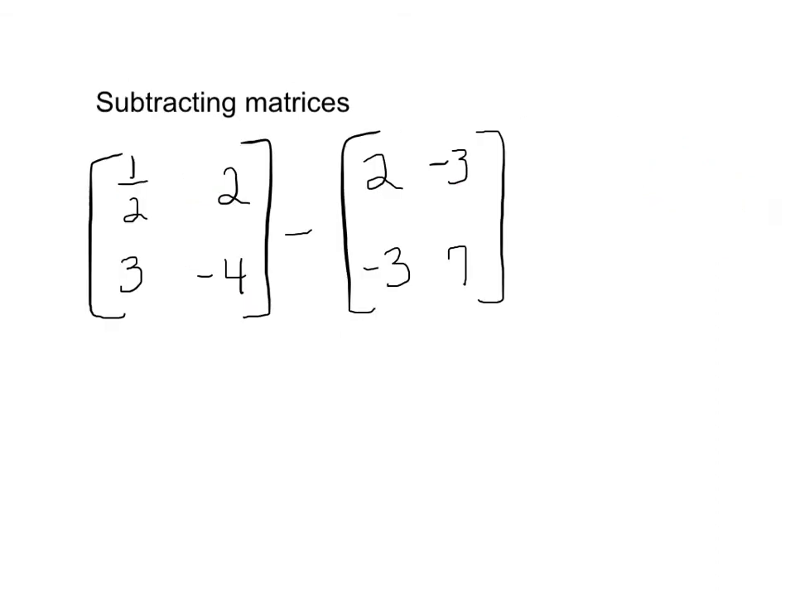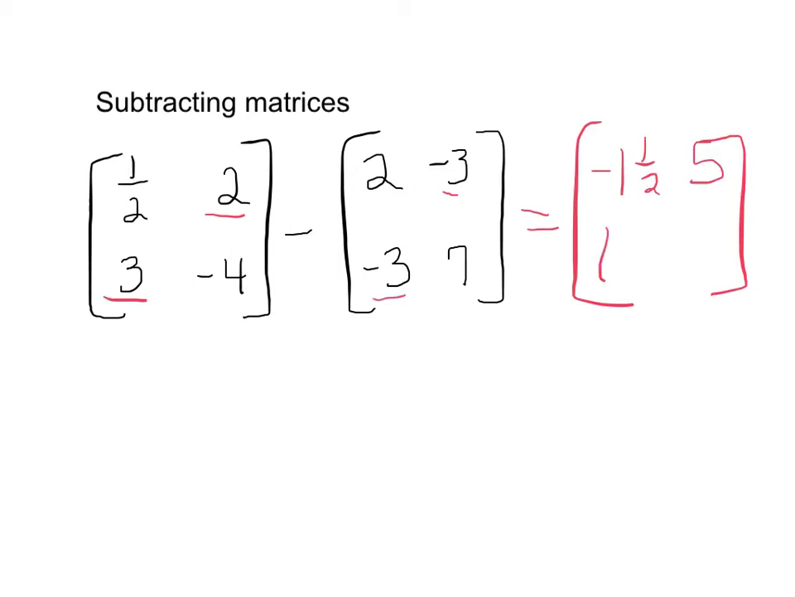So we have 1/2 minus 2. Okay, again, the answer is going to give us the same matrix as what we started with, a 2 by 2 matrix. So 1/2 minus 2 is -1.5. Right, 2 minus a -3, which is 2 plus 3, gives us 5. 3 minus a -3 gives us 3 plus 3, which is 6. And then -4 minus 7 gives us -11.